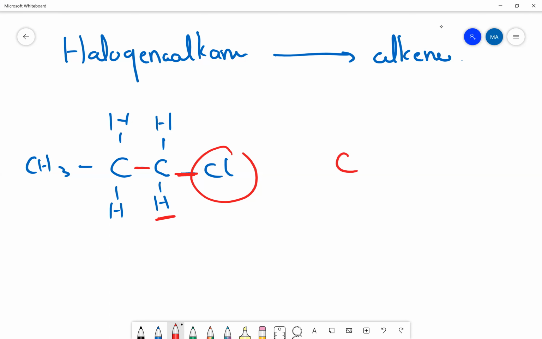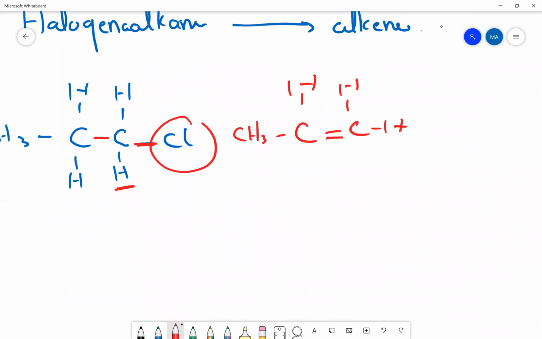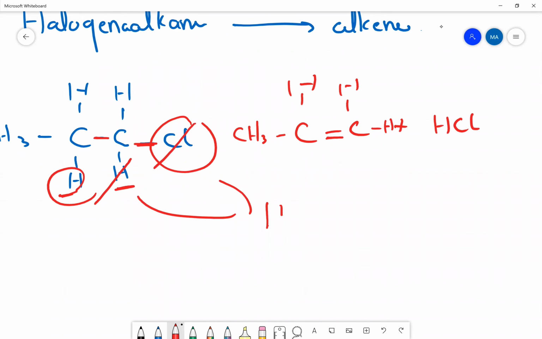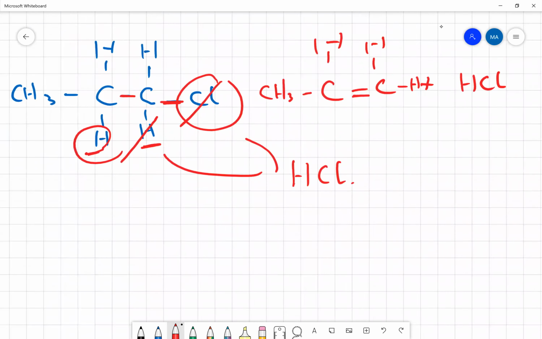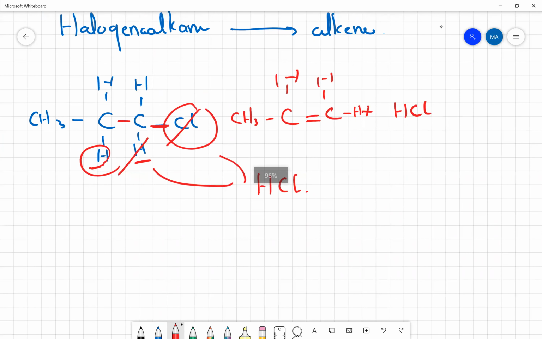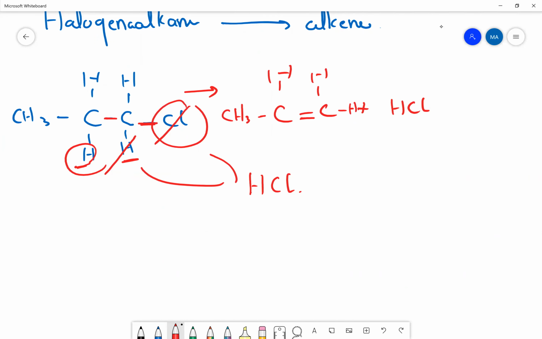So two C's now. There are two hydrogens here, and they just close down to make this alkene, plus there's going to be one hydrogen left, this one, and you'll be left with HCl, because if you're removing this hydrogen and this chlorine, they're going to make HCl. So in an elimination reaction, you get an alkene from a halogenoalkane and HCl as a byproduct.